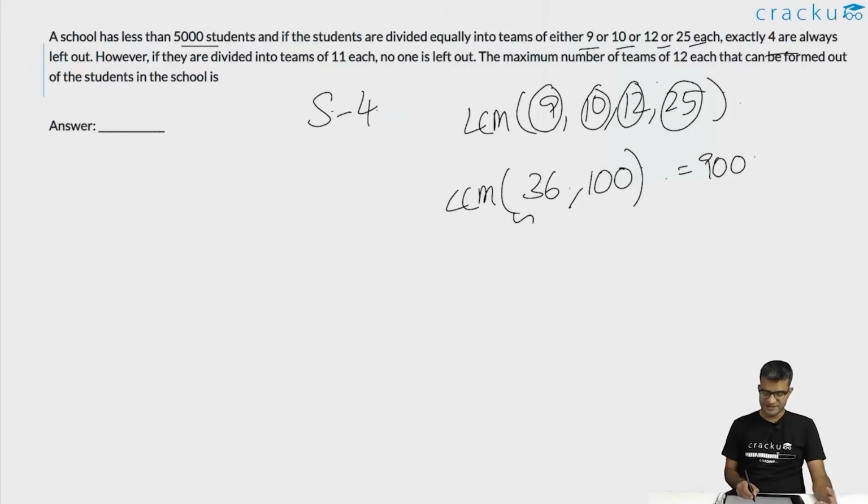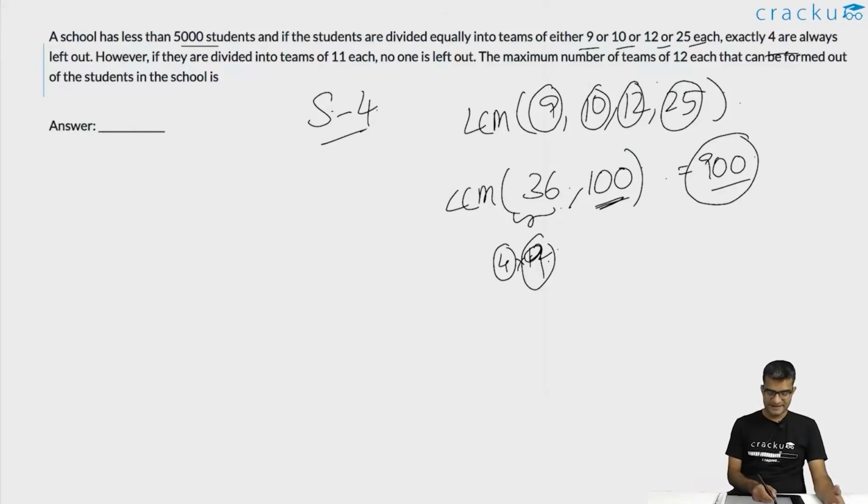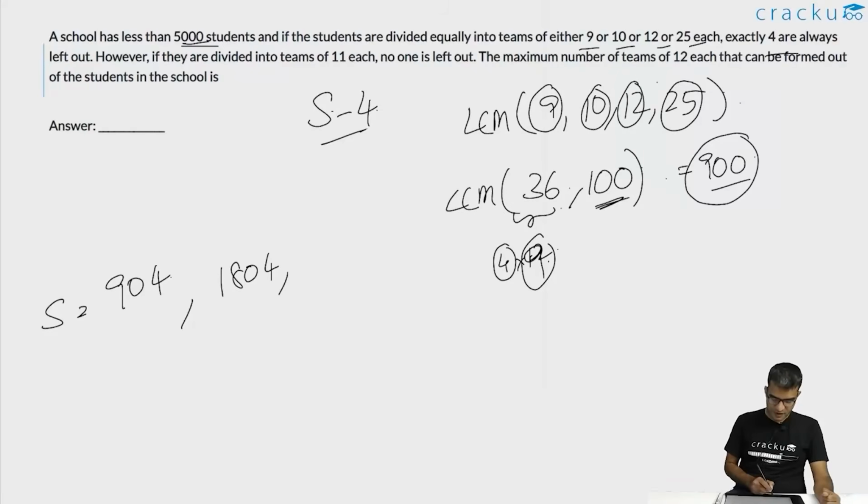You can do that because you can essentially divide 36 into 4 into 9. And you know that 4 is a factor of 100, so it won't matter. So that number, which is a least common multiple, has to be a multiple of 9 and 100, which is 900. So S minus 4 is a multiple of 900 and S is less than 5000. So the possible values for S are either 904 or 1804 or 2704 or 3604 or 4504.